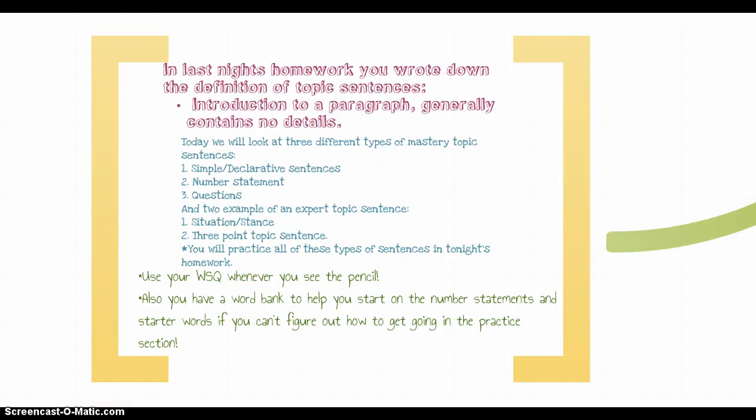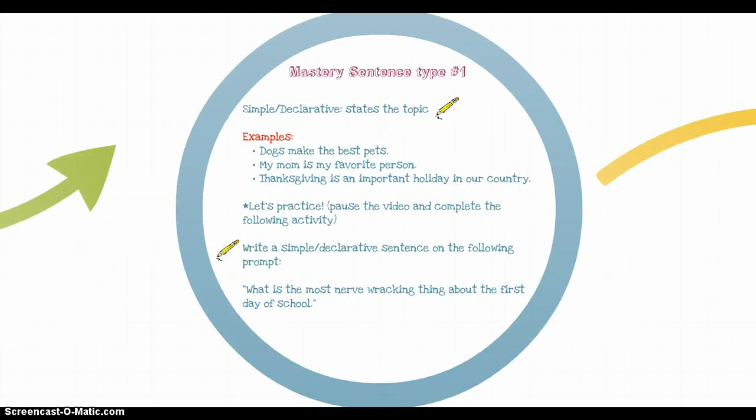All right, let's begin. So the first type of mastery sentence that we're going to be talking about is a simple declarative sentence. It's just basically stating the topic. So if you could go ahead and write down right next to the pencil what it says there in your notes, that'd be great. You do not necessarily have to write down the examples, although it might be a good idea just to remind yourself later of what these types of sentences are.